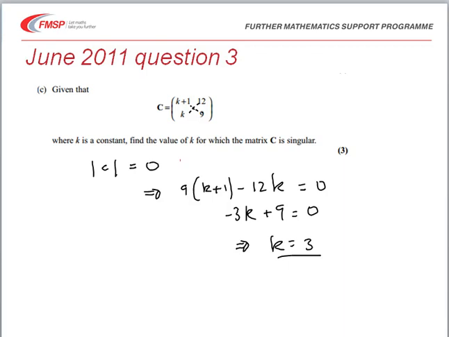3 marks here, a B mark for knowing that the determinant is equal to 0 for a singular matrix, and then a method mark and answer or accuracy mark for calculating k is equal to 3. Well, that completes that question.